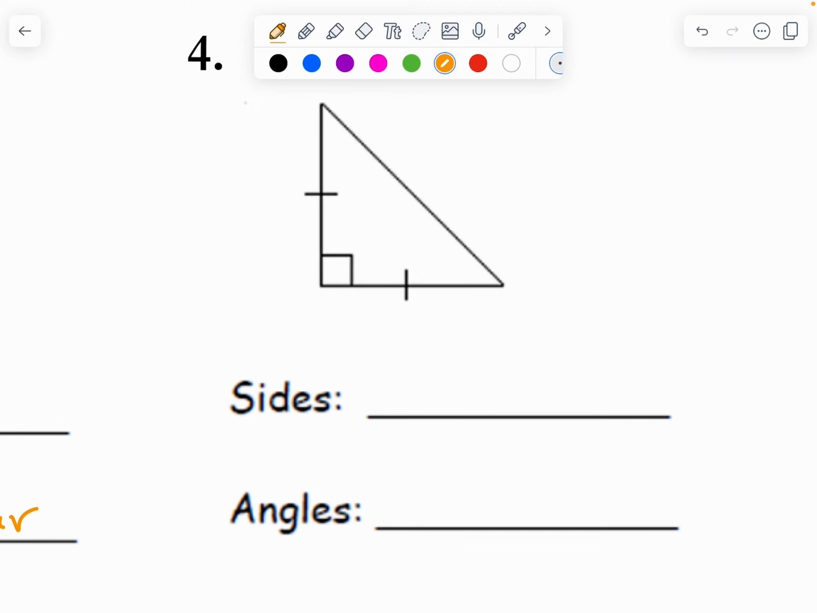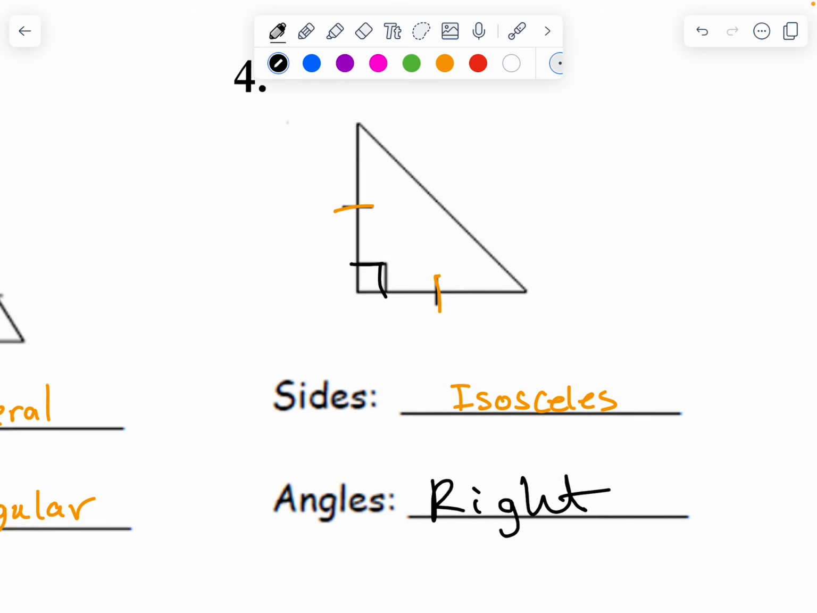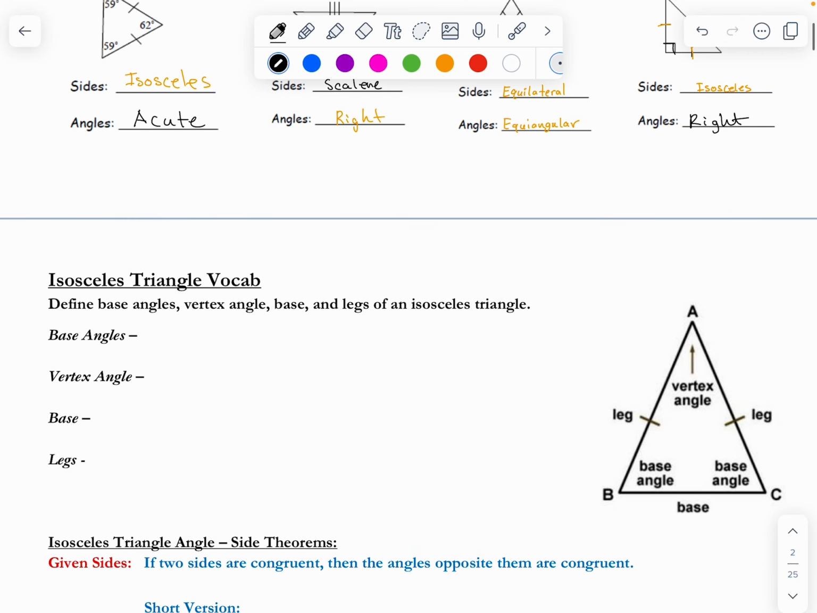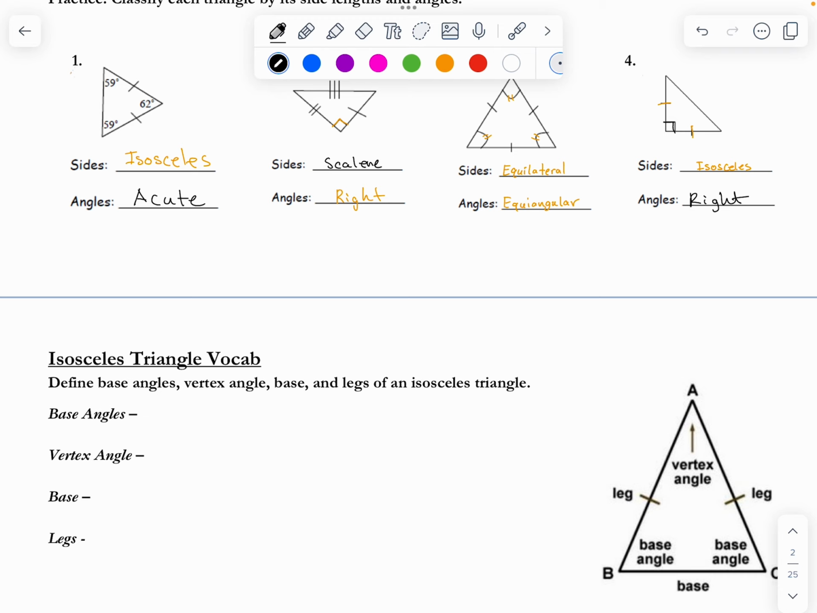One more. We got two equal sides. So this is isosceles. 90-degree angle. We have a right. We're done with that. Take a second to take a look at that. And it's that simple.